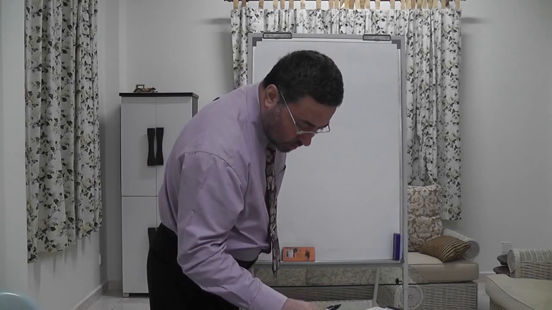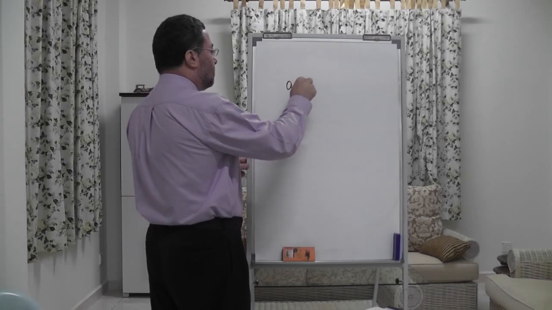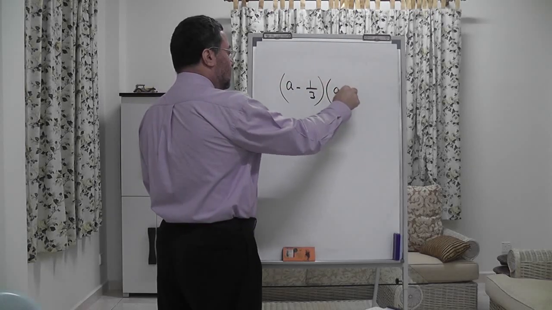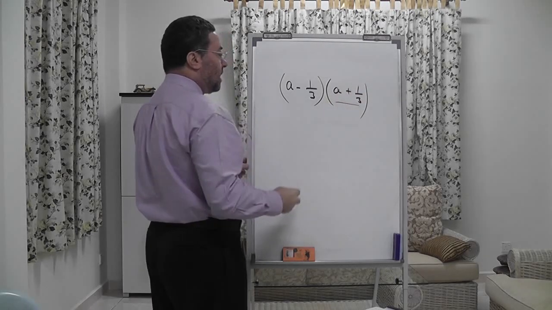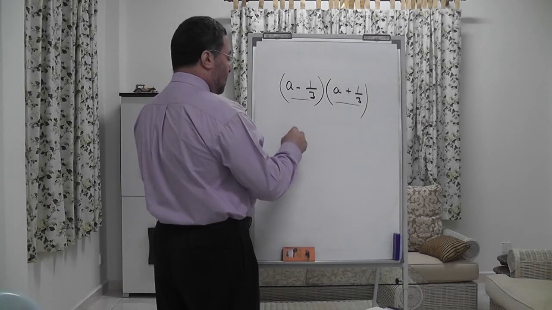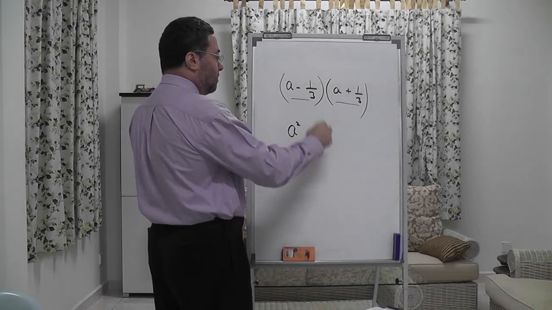Next is number 36, a minus 1/3 into a plus 1/3. The sum multiplied by the difference of two numbers, and we get the square of the first minus the square of the second.